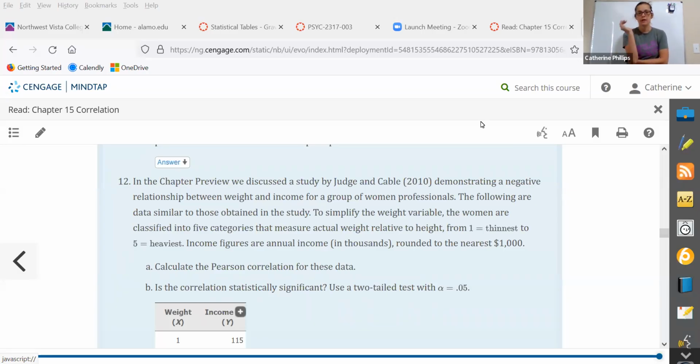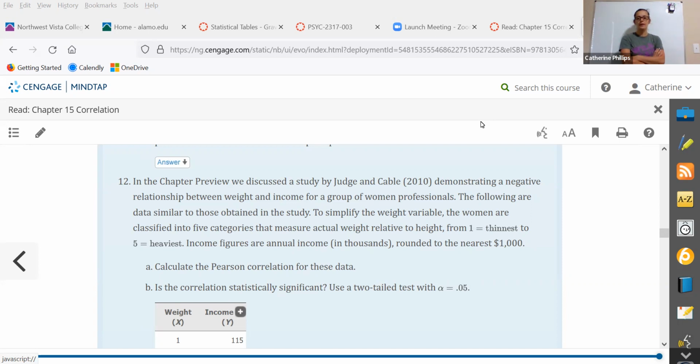I'm going to do a correlation question, chapter 15 right now, question 12. In the chapter preview, we discussed a study by Judge and Cable 2010 demonstrating a negative relationship between weight and income for a group of women professionals. The following are data similar to those obtained in the study.